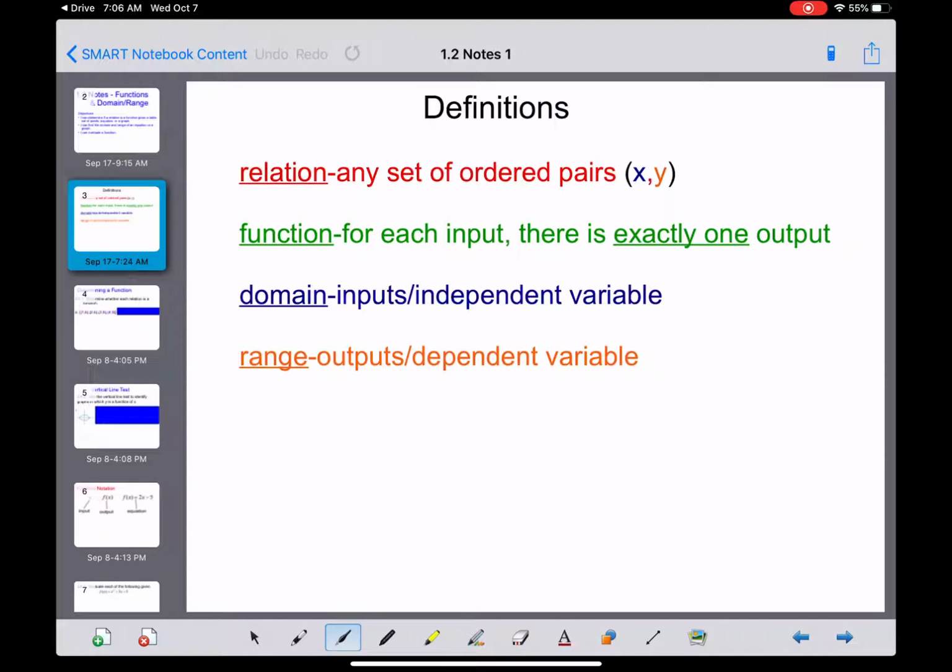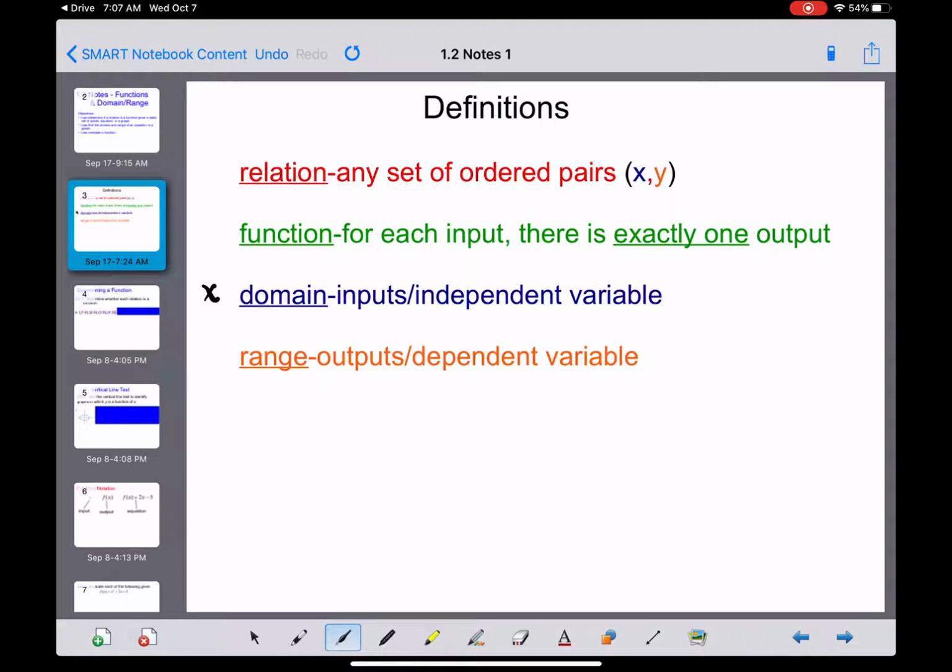Then we're going to be talking about domain and range. So domain would be our inputs, the things that we would put into the function. They're also called the independent variable. They are the x coordinate. So domain goes with x. That's the independent variable on a coordinate plane.